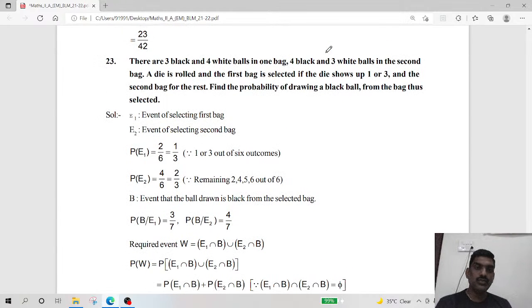Okay, next question number 23. There are 3 black and 4 white balls in a bag and 4 black and 3 white balls in the second bag. A die is rolled and the first bag is selected if the die shows up 1 or 3, and the second for the rest. Find the probability of drawing a black ball from the bag thus selected.